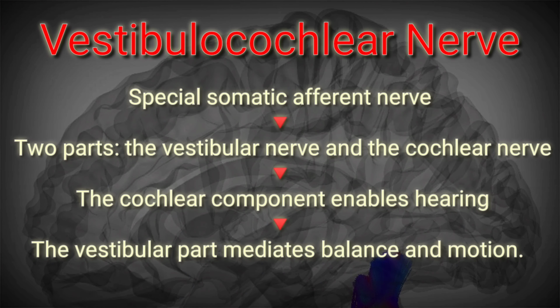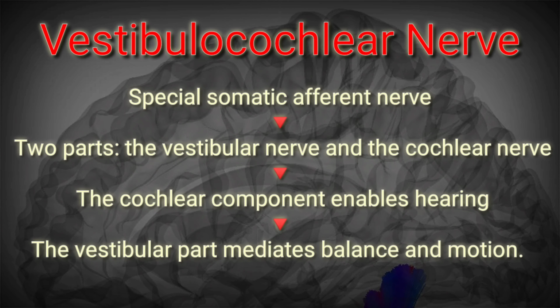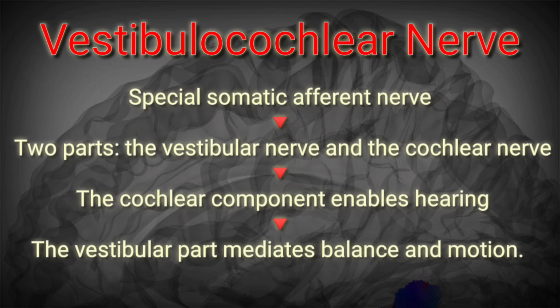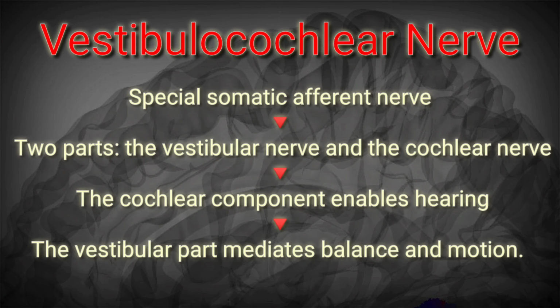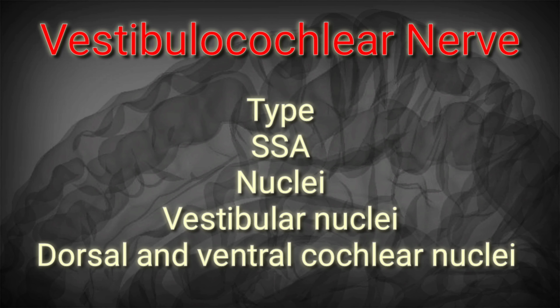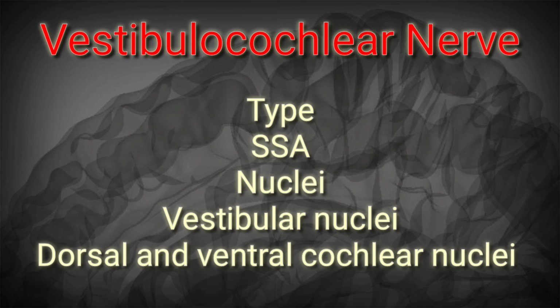The next one is vestibulocochlear nerve, that is cranial nerve 8. Cranial nerve 8 is a special somatic afferent nerve. It is composed of two parts, that is the vestibular nerve and the cochlear nerve. The cochlear component enables hearing while the vestibular part mediates balance and motion. Type SSA. Nuclei: vestibular nuclei, dorsal and ventral cochlear nuclei.